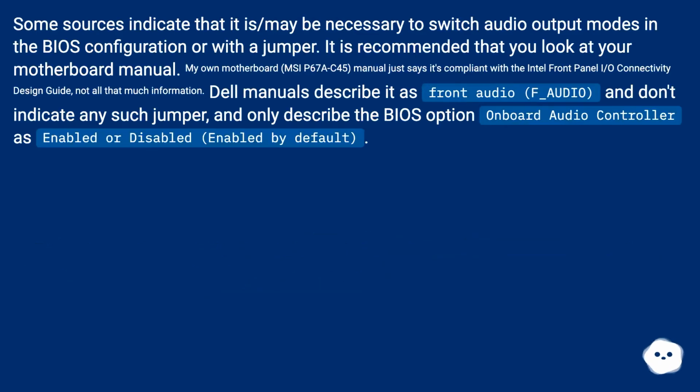Some sources indicate that it may be necessary to switch audio output modes in the BIOS configuration or with a jumper. It is recommended that you look at your motherboard manual. My own motherboard, MSI P67A-C45, manual just says it's compliant with the Intel Front Panel I/O Connectivity Design Guide, not all that much information. Dell manuals describe it as front audio, F_audio, and don't indicate any such jumper, and only describe the BIOS option onboard audio controller as enabled or disabled, enabled by default.